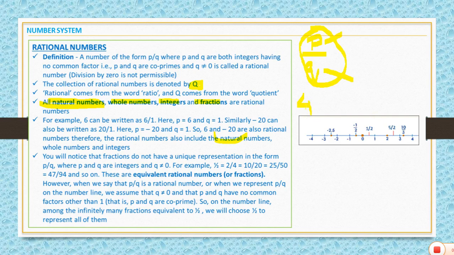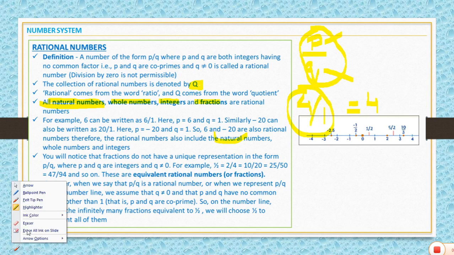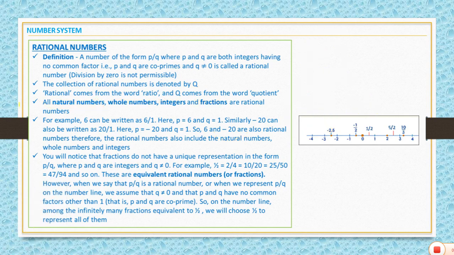See beta, if there is any natural number, I can express it into rational number. I can express it in p by q form. How? By dividing it by 1. If I will divide this 4 number with 1, what I will get is 4, right? So, it is expressed in p by q form. So, natural numbers can be expressed in p by q form, right?